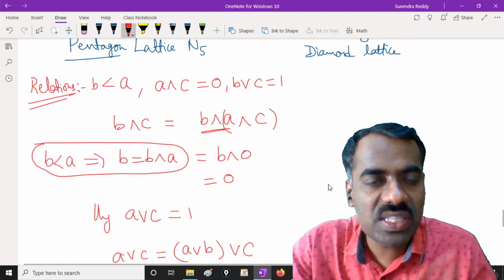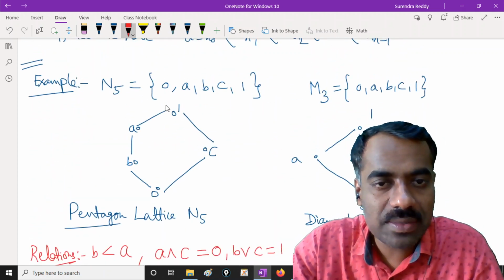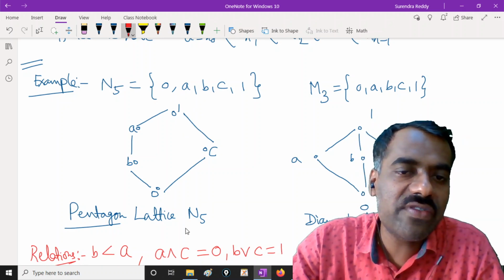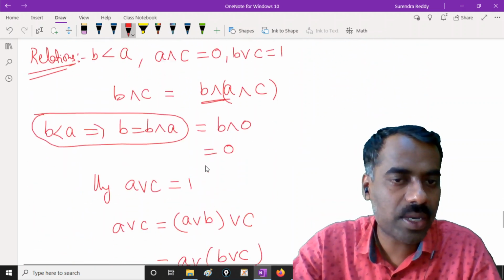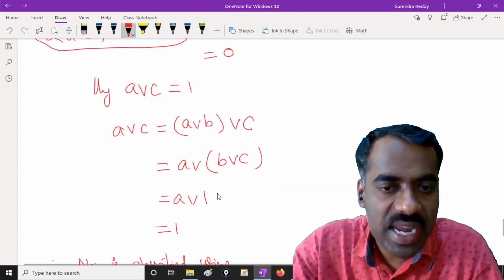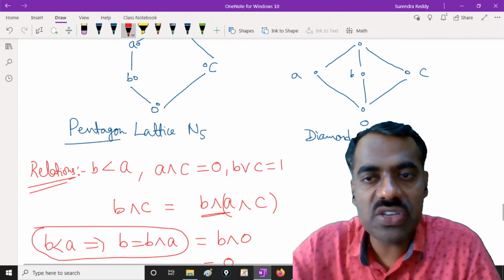See, whenever we use this 0 and 1, this 1 is an upper bound for each and every element and 0 is a lower bound for each and every element. That is understood. Okay. That's why here we have written B meet 0 is 0 and A join 1 as 1. Right. Here, what relations can you define similarly?